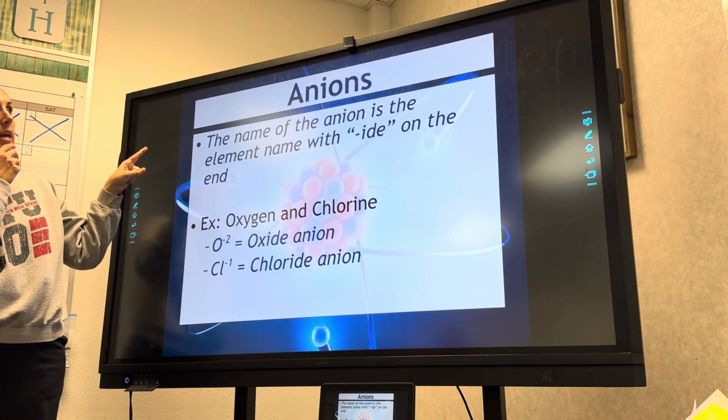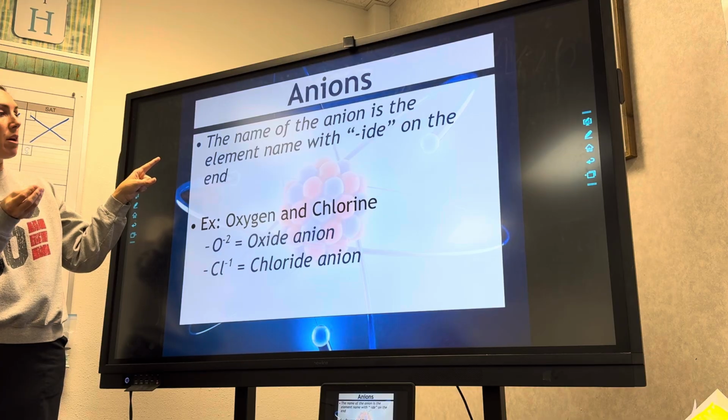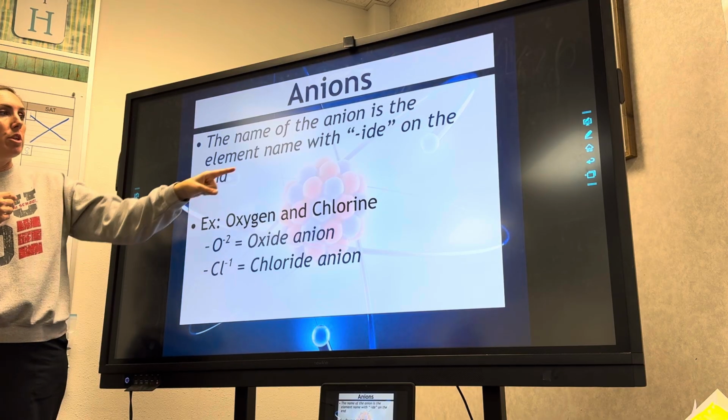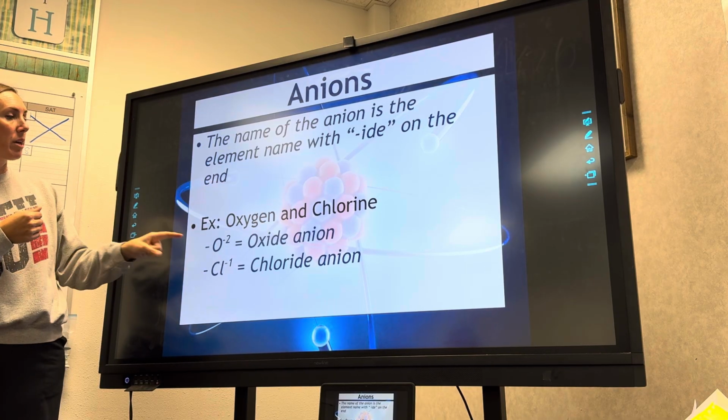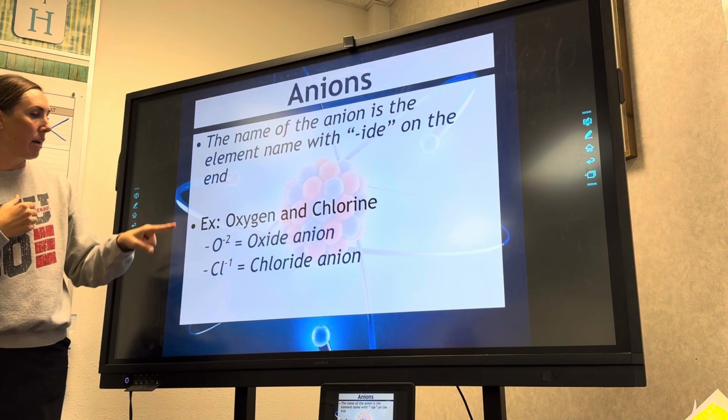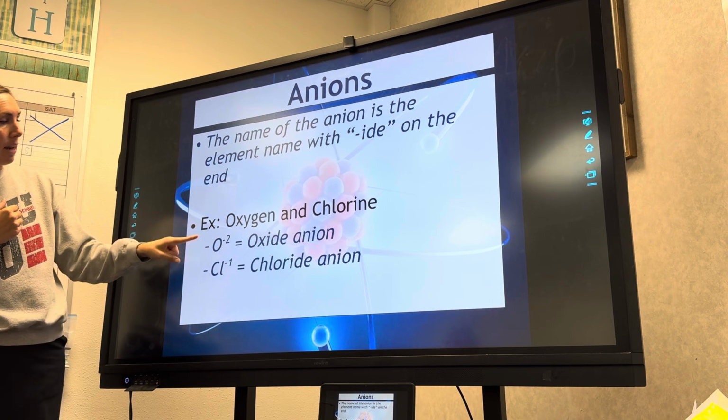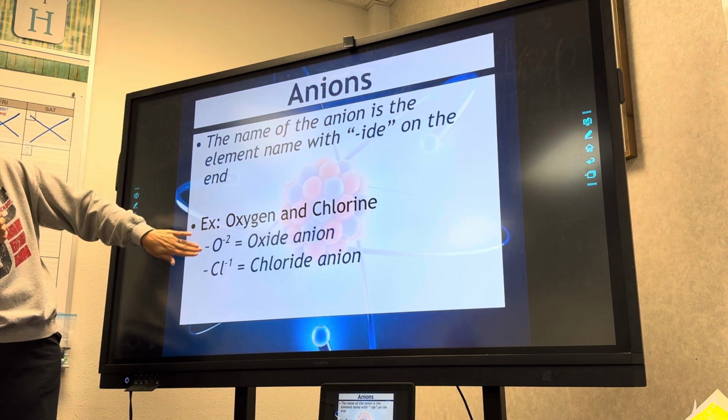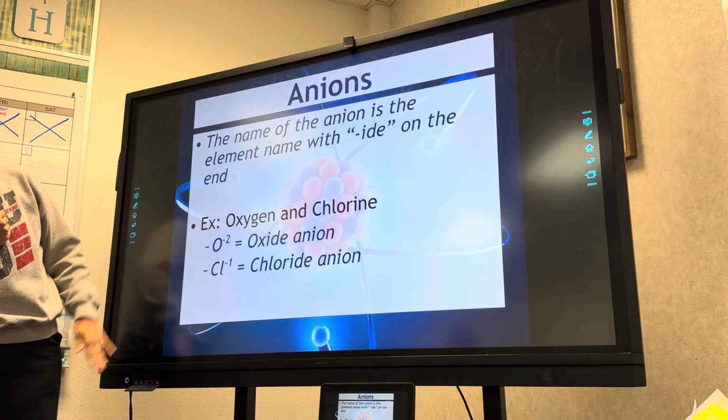So here are some examples. The name of the anion is the element with "ide" on the end. So for oxygen and chlorine, when they become an anion, we call it the chloride anion or the oxide anion. I know that it has little bullets here, but it's just O minus 2, Cl minus 1. Okay?